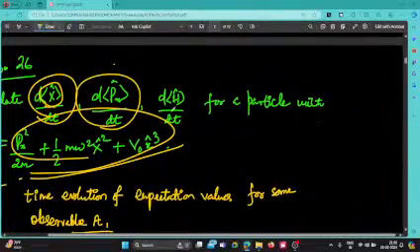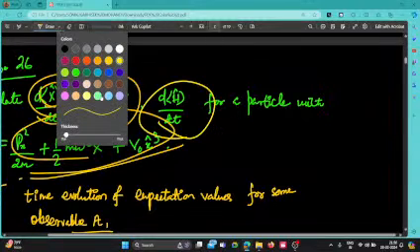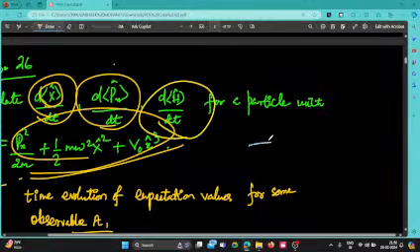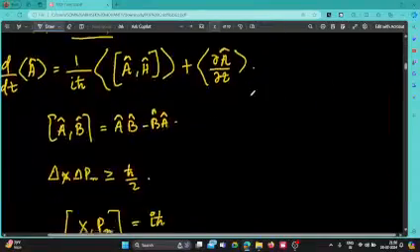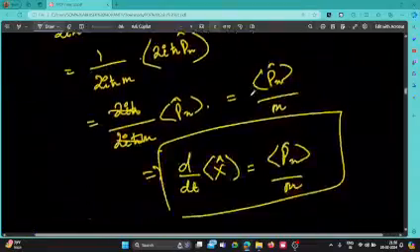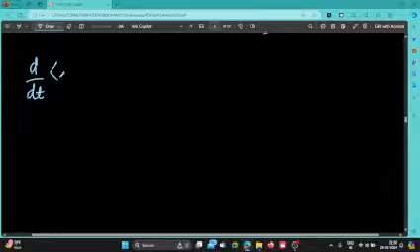That is dH by dt. This one you please try to solve. I have done two now: I did dx by dt and dpx by dt. So dH by dt you please try. d by dt of H.